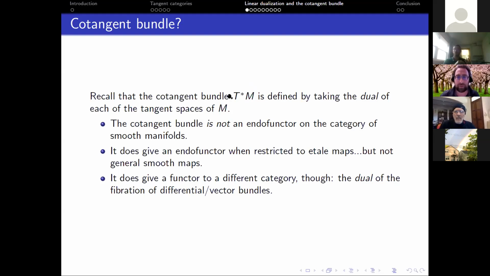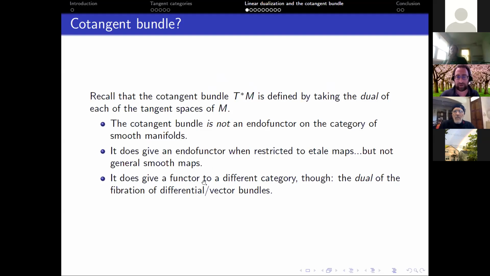So how can we talk about this categorically? One thing to realize is that the tangent bundle is not an endofunctor on the category of smooth manifolds. Sometimes in differential geometry they'll talk about functors and natural transformations as being endofunctors, but if you read the fine print, they're talking about it being an endofunctor when you're restricted to the étale maps, the local diffeomorphisms. It's not an endofunctor in general.